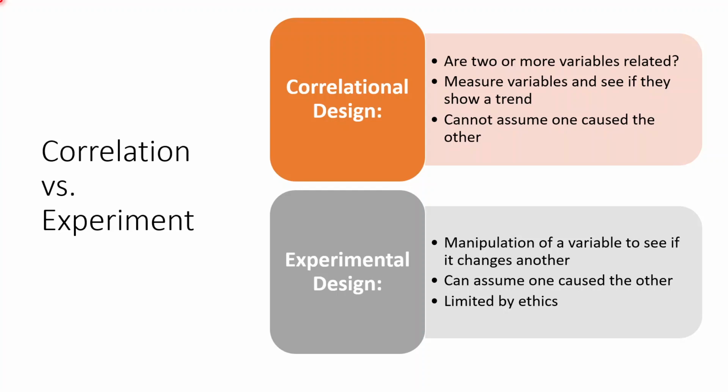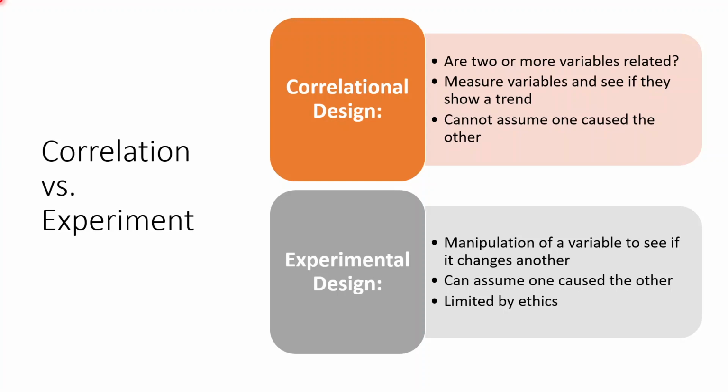then I have them watch some TV, and then afterwards I measure how aggressive they are. If how aggressive that person is has changed after I manipulated or changed or did something to the participant, I can then say, hey, watching TV might be causing that aggressive behavior. I can assume causation. Of course, experiments are limited by many things, such as ethics.